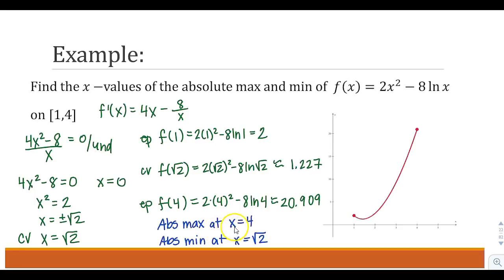And now, to summarize, we wanted the x values of the absolute max and min. So we see the absolute max occurs at the x value 4, because that was 20.909. The absolute min was at the square root of 2, which was 1.227 compared to 2. And now we'll go ahead and look at the graph. So here we have the graph of f of x. We see that the endpoint 4 yields the absolute maximum, and it's subtle, but the critical value here at the square root of 2, where the derivative equals 0, is the absolute minimum.